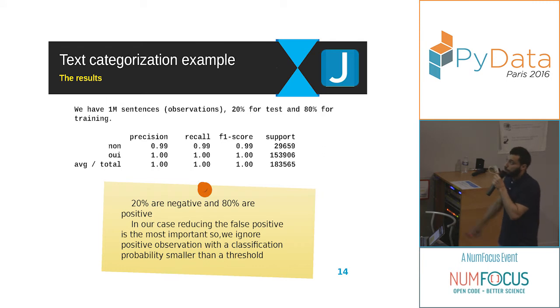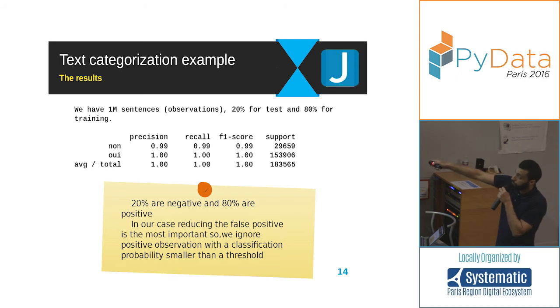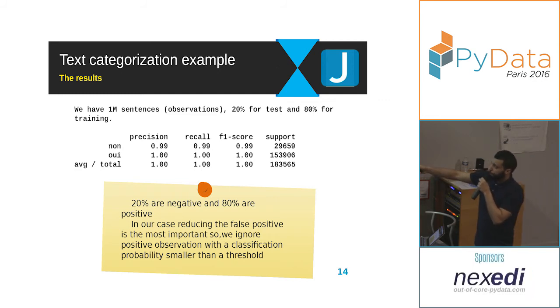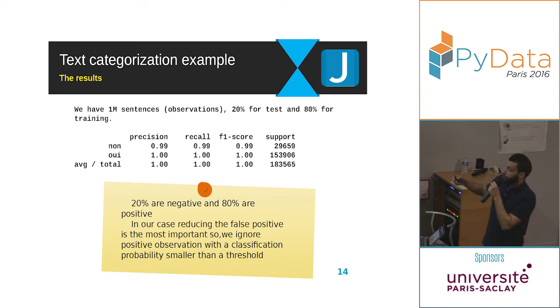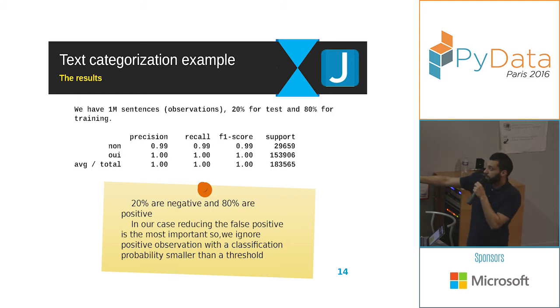This is the result on 1 million observations. We had 100% good classifications, but we had a problem: we cannot accept false positives. So what we do is, based on the probability predictions of the random forest and using a threshold, we can ignore some positively classified objects if the probability is smaller than the threshold.